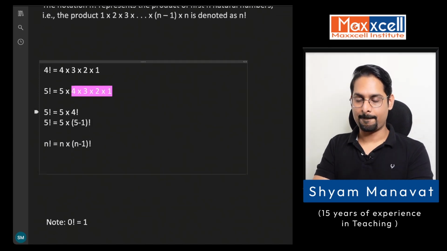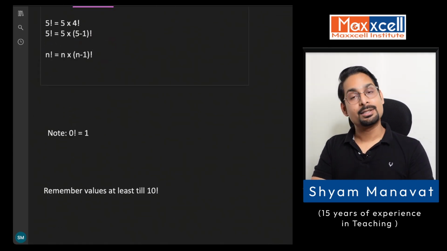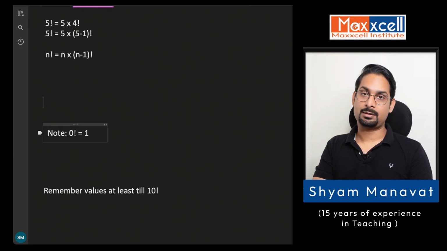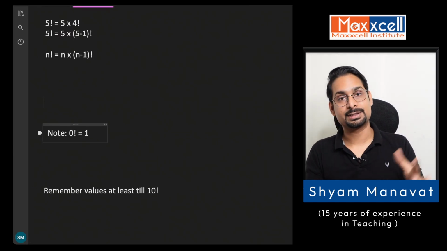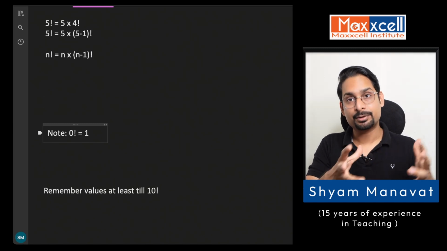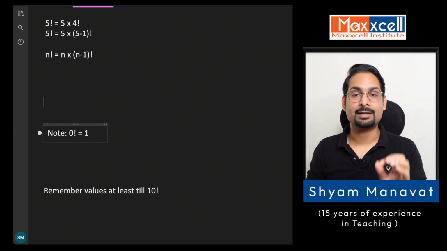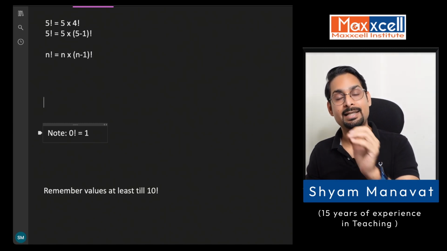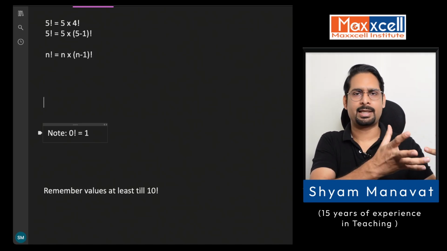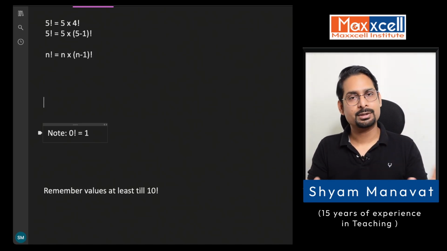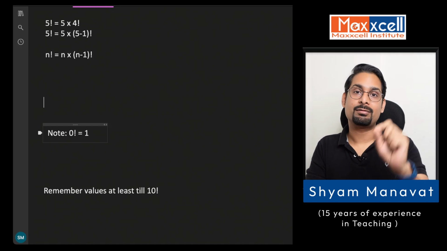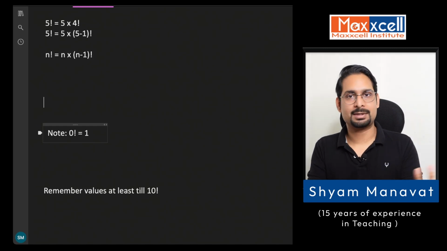Great. Okay. Remember, 0 factorial is 1, and there is no question of discussing factorial of negatives, because we are talking about n factorial as the product of the first n natural numbers. So negatives are not natural numbers. We don't have to discuss factorial of decimals or fractions, not needed.